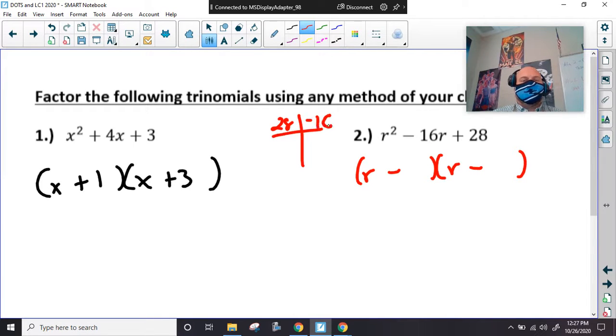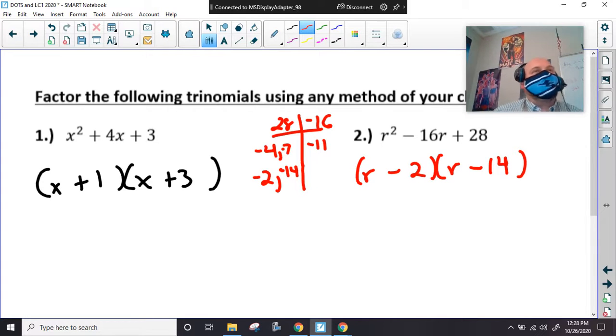What do y'all know will go into 28? 4 and 7. I know y'all have been sitting here thinking about it, but it doesn't add up. What's something else that will divide 28? Just any number. Not 8. Try smaller. What about 2? 2 times 14 is 28. Negative 2 plus negative 14 is negative 16. So these are our factors.